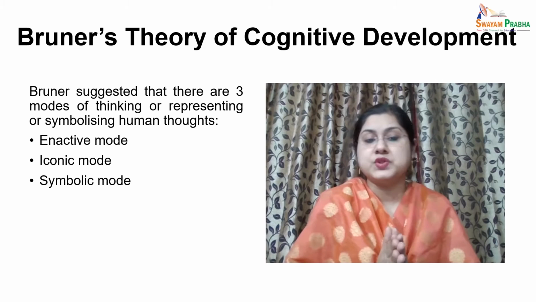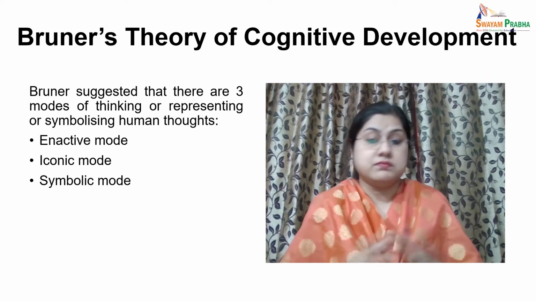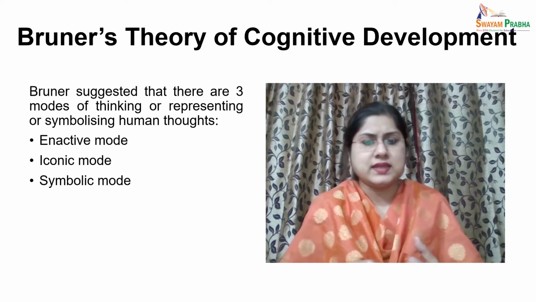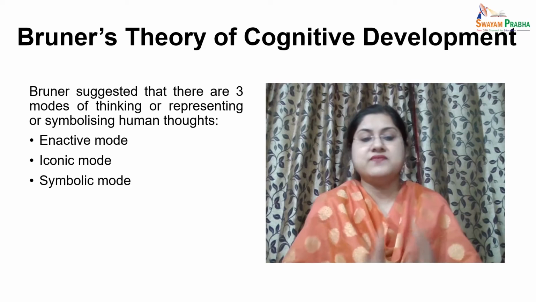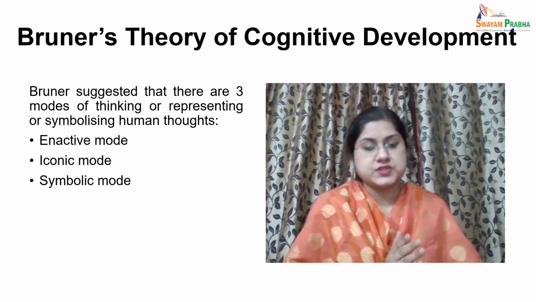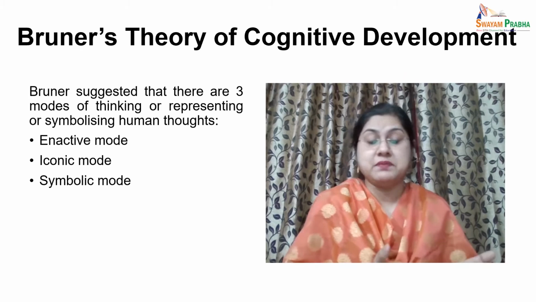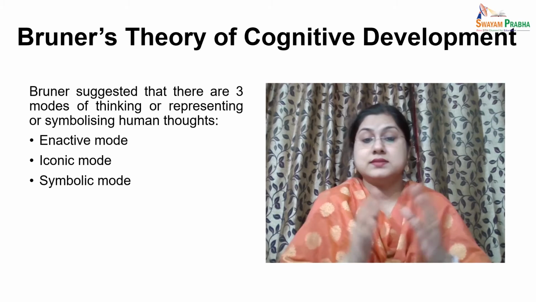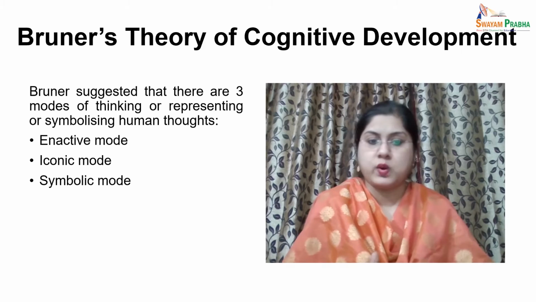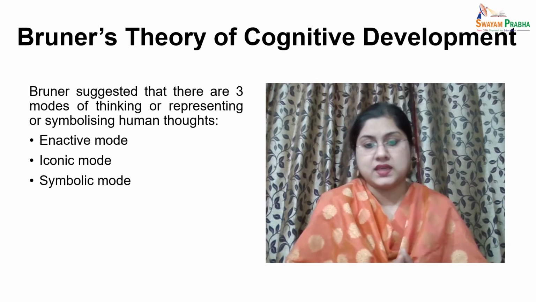However, Bruner's theory of cognitive development cannot be treated as a stage theory, because in the case of Piaget's stage theory of cognitive development, there were four stages, signified by age groups. But in the case of Bruner, he suggested that children gradually acquire cognitive skills, referred to by Bruner as modes of thinking or modes of representing or symbolizing human thoughts.